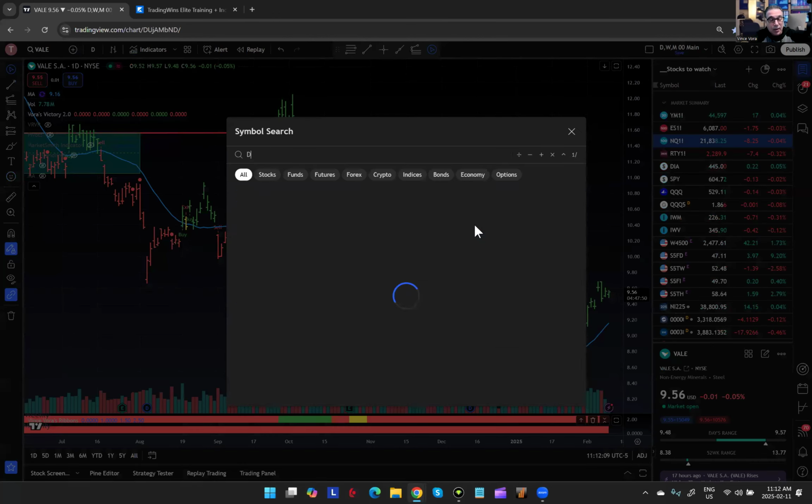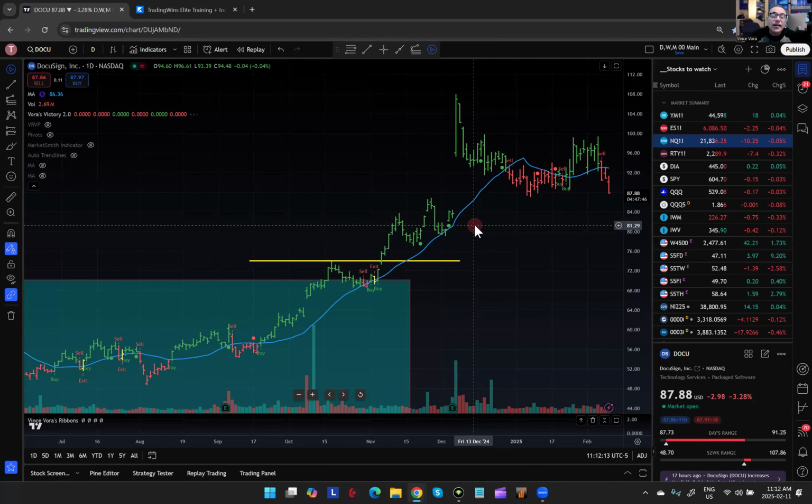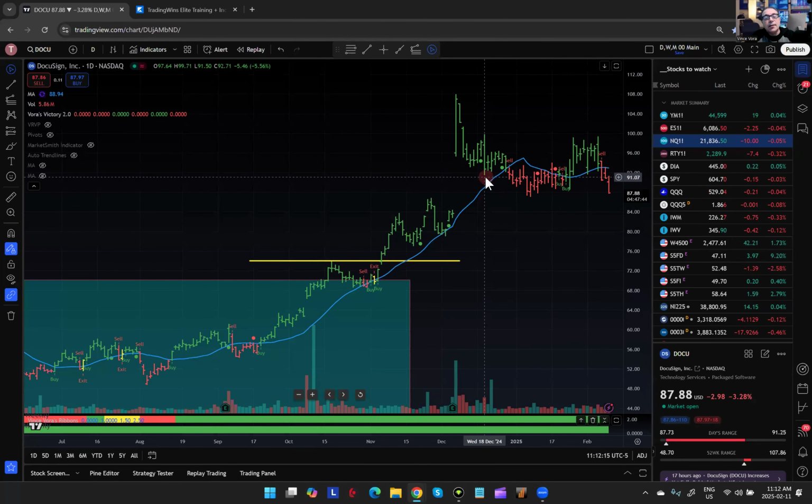Raju wanted DocuSign. Let's have a look at DocuSign. This is an interesting setup here. So, we were in a nice strong uptrend on the daily, right? We had an earnings announcement, gapped up. It never did follow through on that high. That's not a good sign.